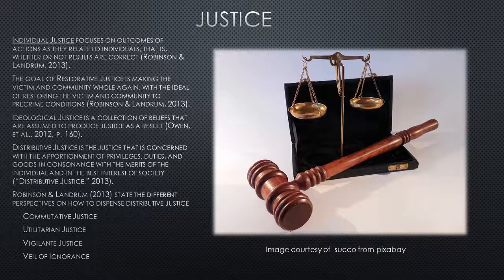There are a few different types of justice. Individual justice focuses on outcomes of actions as they relate to individuals. That is, whether or not results are correct. The goal of restorative justice is making the victim and community whole again, with the ideal of restoring the victim and community to pre-crime conditions. Ideological justice is a collection of beliefs that are assumed to produce justice as a result. Distributive justice is justice that is concerned with the privileges, duties, and goods, with the merits of the individual in the best interests of society.